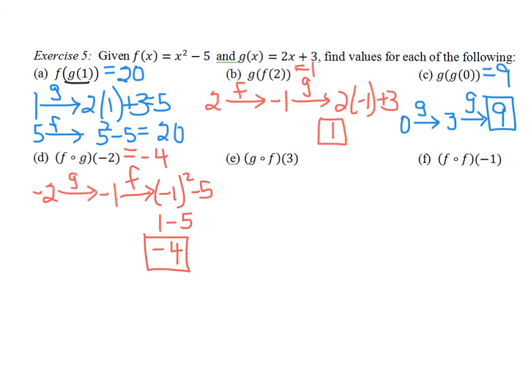Now there's nothing special about having 2 functions to do a composition. We could have 3 or 4 or 8 functions to do a composition with, each time entering the output of the previous function into the next function to get a new output.